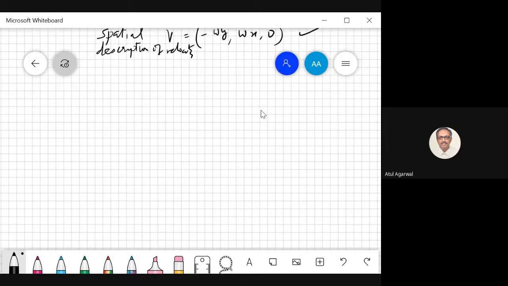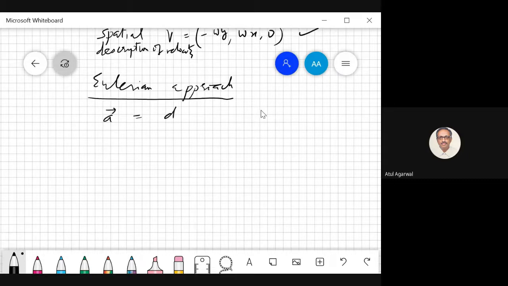So now this is an Eulerian approach. Now we want to find the acceleration. Our description of the velocity field is spatial, or Eulerian. We are not describing the velocity of a particle. We are just giving the velocity in space. If the particle occupies certain position, this is the velocity. We are not chasing the particle.